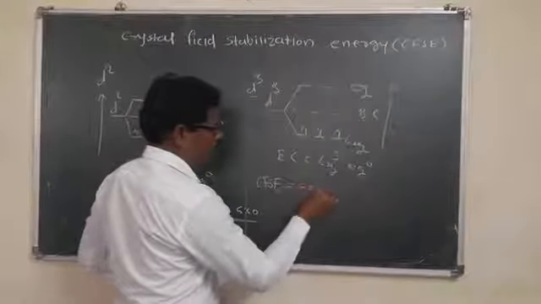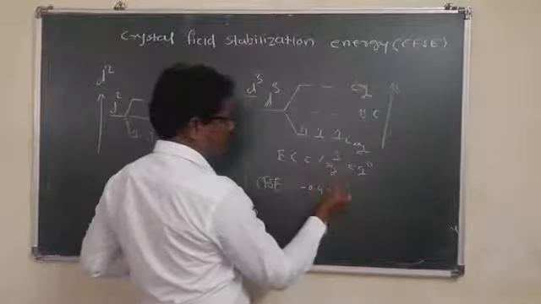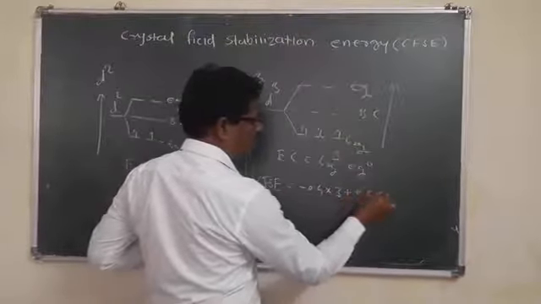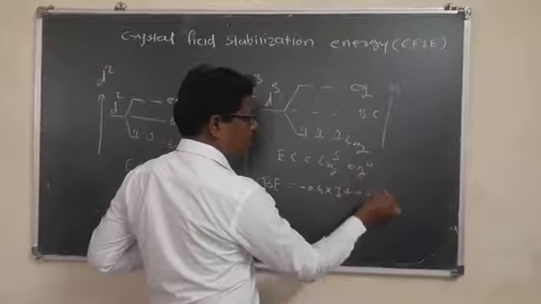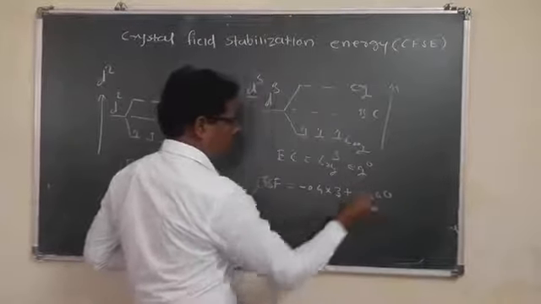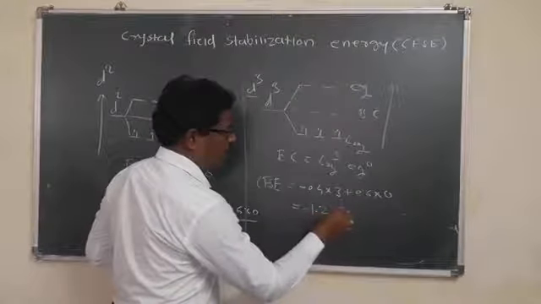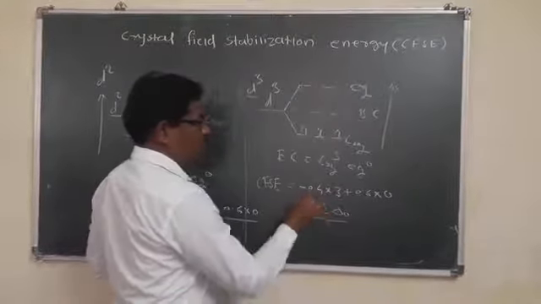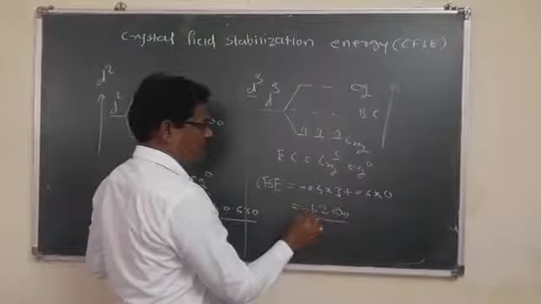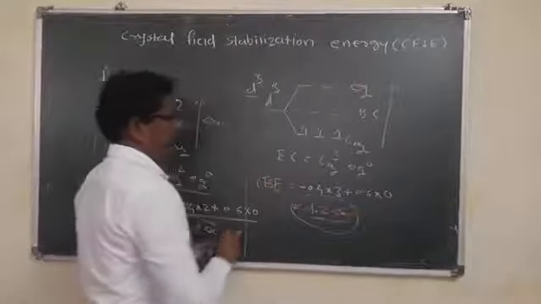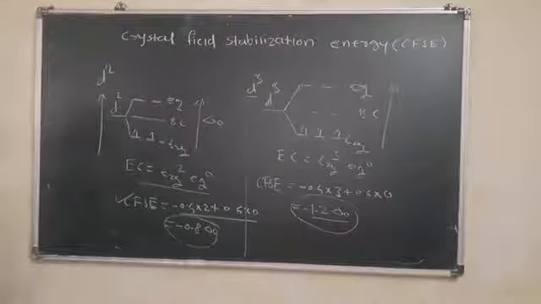Therefore the crystal field stabilization energy is equal to minus 0.4 into the number of electrons 3 plus 0.6 into the number of electrons in the eg orbitals, which is 0, and therefore minus 1.2 delta O. Since 0.4 into 3 is 1.2, this is the crystal field stabilization energy.